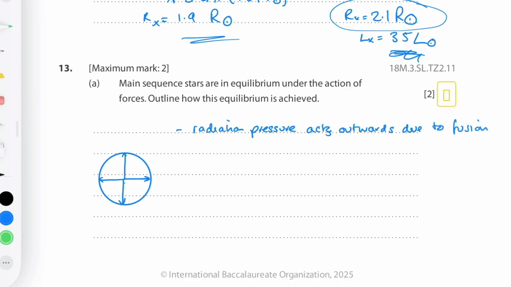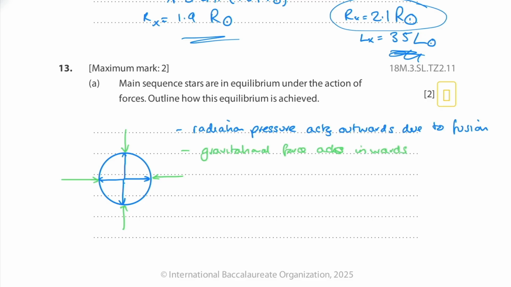And then what we have pushing in the way is gravitational force. So we'll write that down. We'll say gravitational force acts inwards. And these forces balance in equilibrium. And that is how a main sequence star stays in equilibrium.